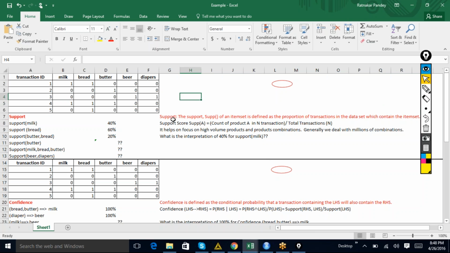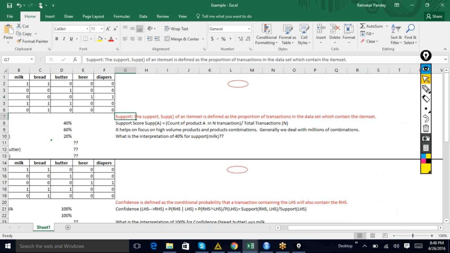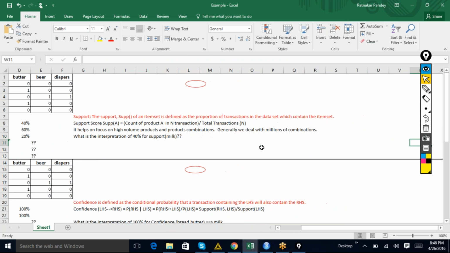Now, the first concept that we have for the market basket analysis is called the concept of support, right? Let's figure out how support is defined. The support of an item set is defined as the proportion of transactions in the data set which contain the item set, right?